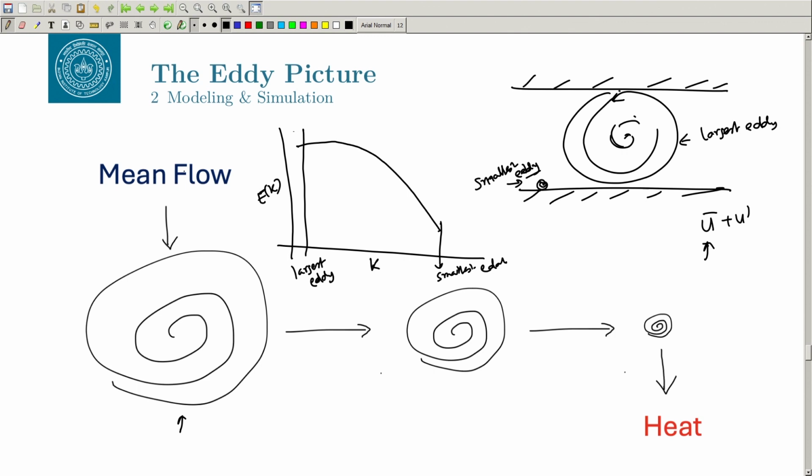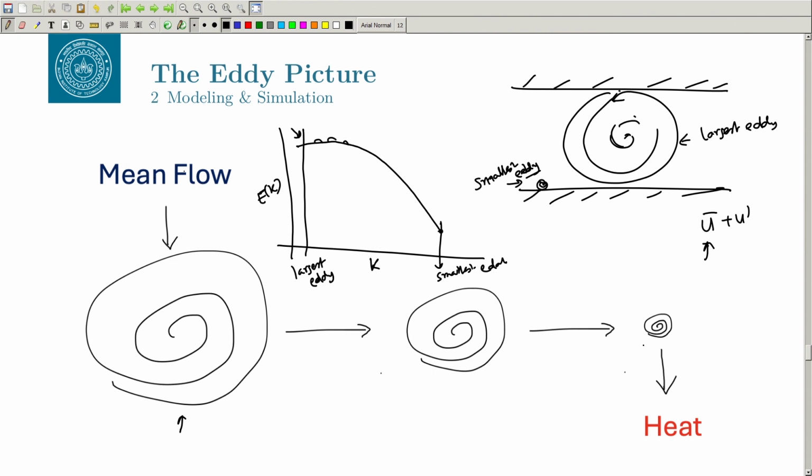So this largest eddy, getting energy from the mean flow, transfers it to the next eddy, next eddy, next eddy, till it becomes so small that viscosity can act on it and it dissipates in terms of heat, right. So it got the energy from the mean flow, transferred it to the next eddy, and so on and so forth, down to the very small eddy size where the dissipation happens.